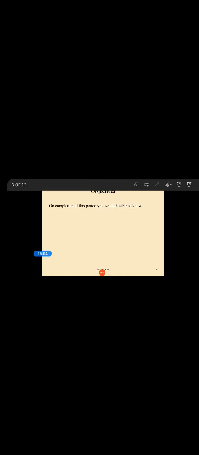On completion of this period, you will be able to know about feed, depth of cut, and operations performed. What is a feed? The feed of a drill is the distance that the drill enters the work for each revolution of the drill. It is expressed in meters per revolution. Feed per minute is equal to S into N, where S is the feed and N is the speed.